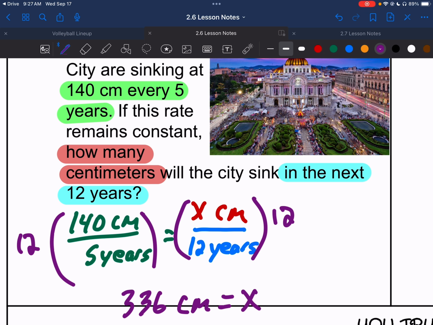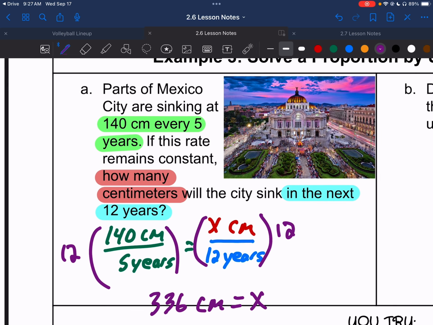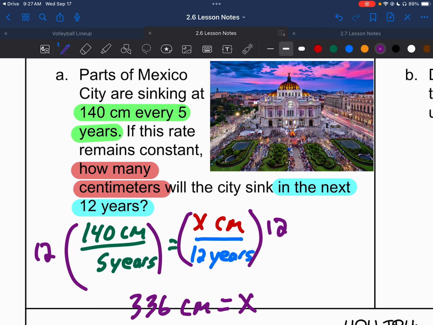So 3.3 meters of sinking over the course of 12 years, that's a significant amount, especially considering Mexico City is a very seismically active region with volcanoes nearby and tectonic activity. So that is certainly a concern in Mexico City. And we have a Central Plaza in Mexico City as our picture there.